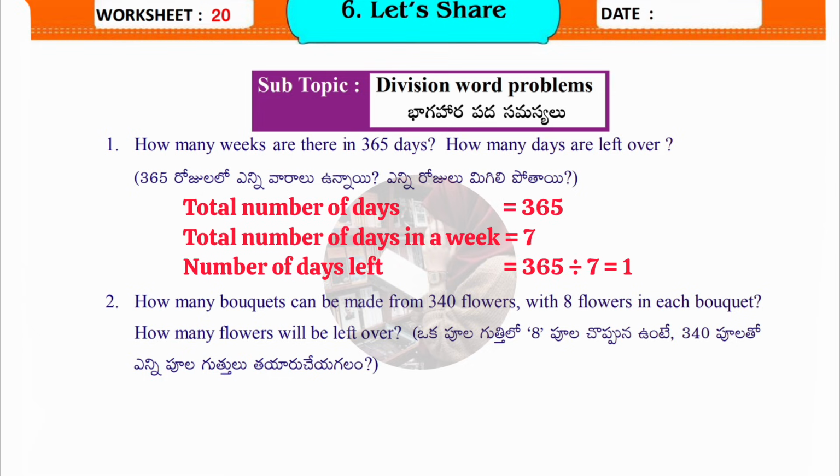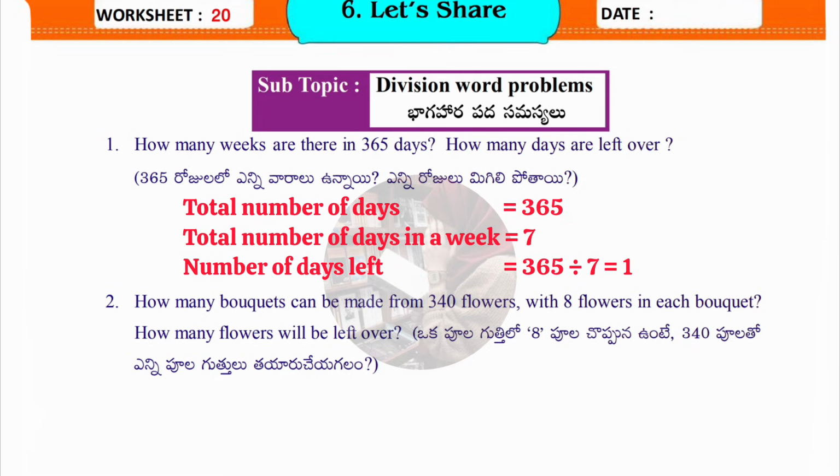Total number of days given is 365. In a week, how many days will come? 7. So number of days left is 365 divided by 7. If you divide 365 by 7, you will get the remainder as 1. So therefore the left days will be only 1.